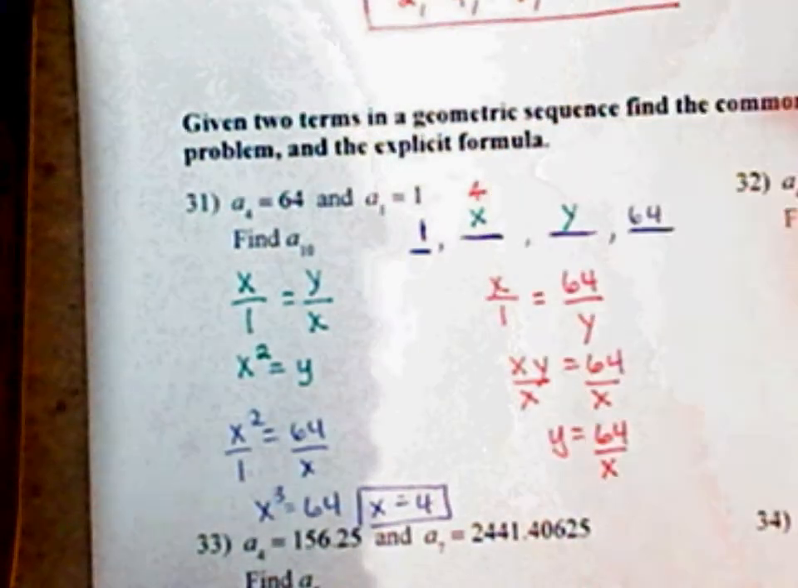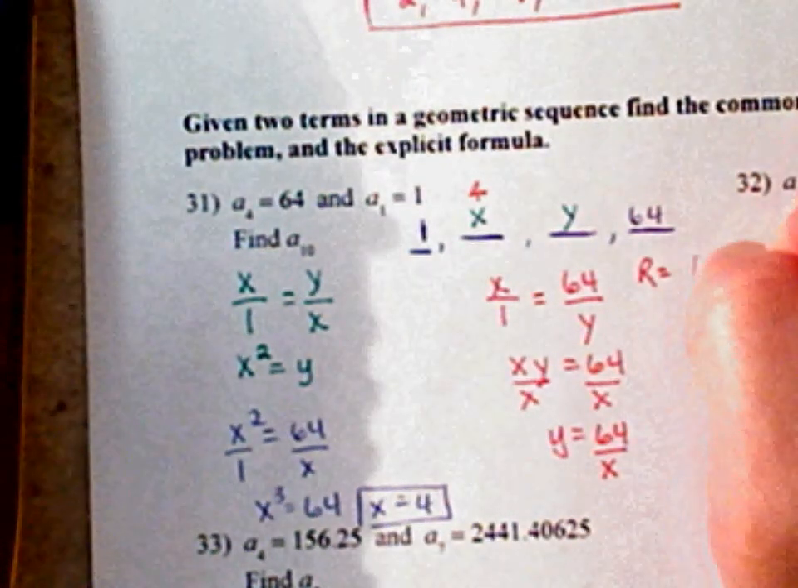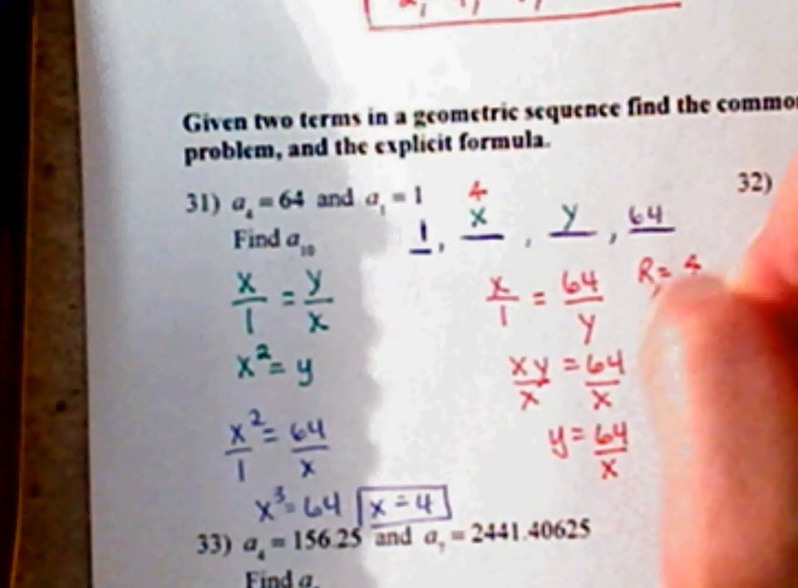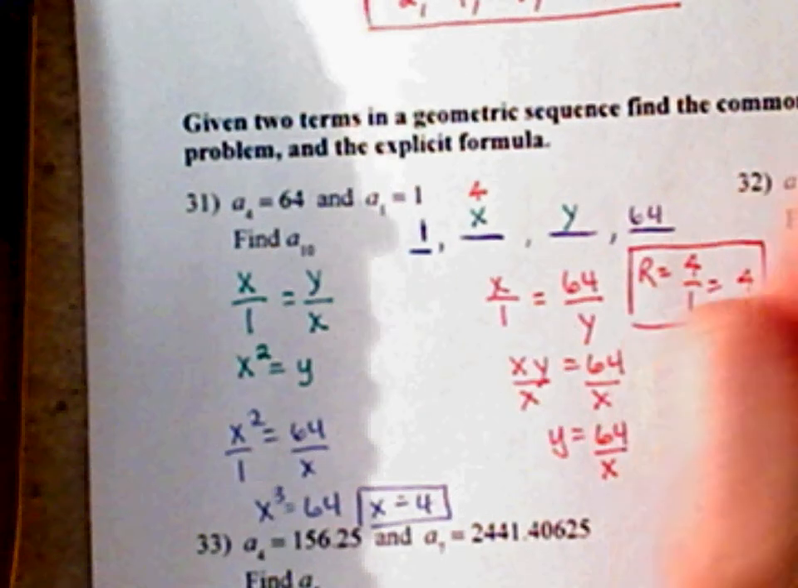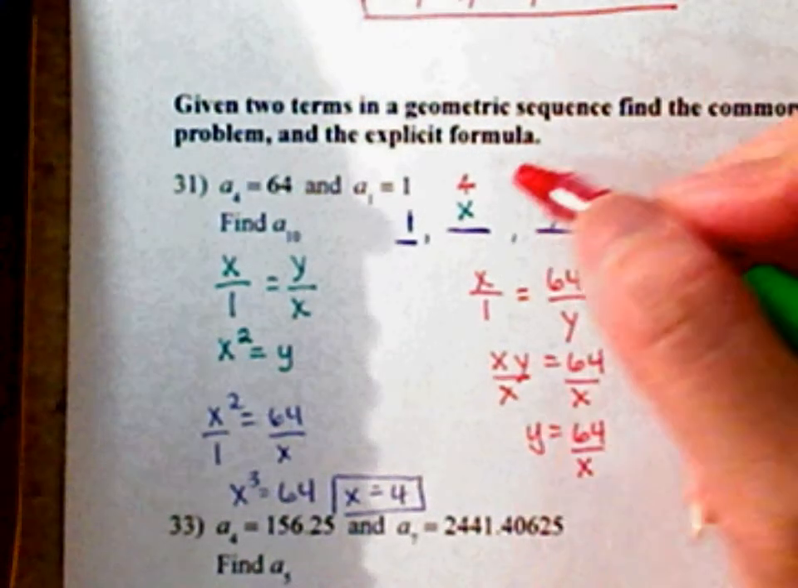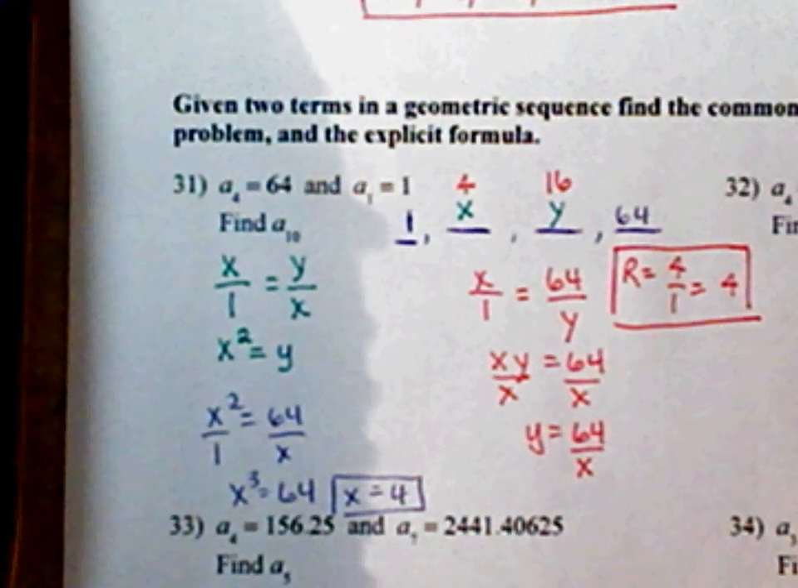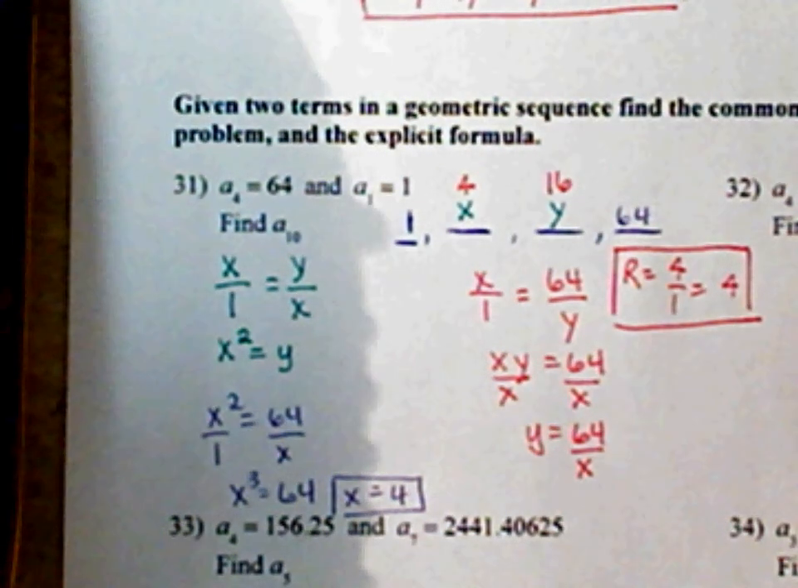Can we find our common ratios now? Absolutely. So r is equal to 4 over 1, which is 4. So there's your common ratio, a 4. Okay? That means I'm going to multiply it by 4. 4 times 4 is 16, so your y here is 16. So you've got the sequence.